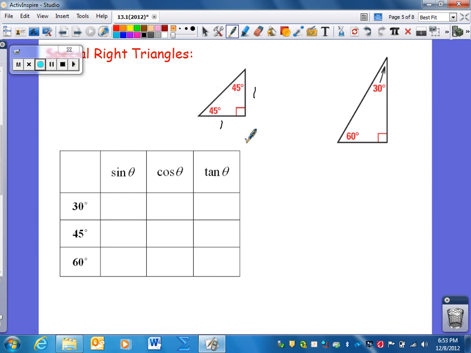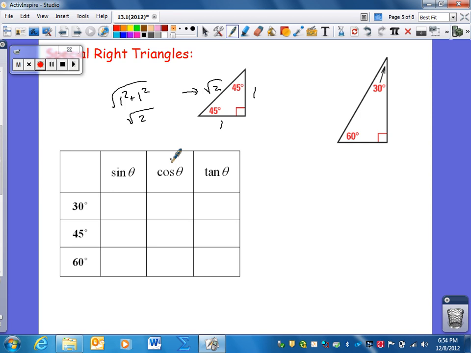And for 45, 45, 90, if I let the sides be 1, because the base angles are congruent, that means the sides are congruent. If I use the Pythagorean theorem to figure out the length of the hypotenuse, I have 1 squared plus 1 squared. Take the square root of it. That's the square root of 2. So if you remember from your geometry class, it was always leg times root 2.